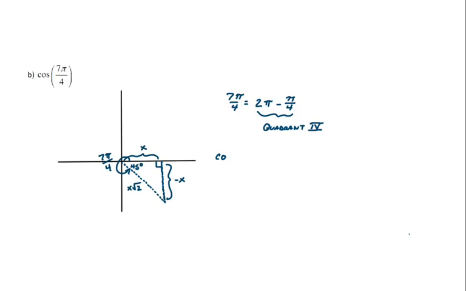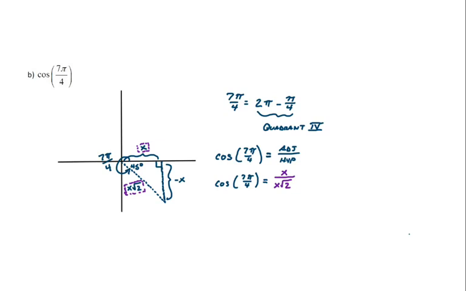So if I set up the cosine of 7 pi over 4, it should be the adjacent side to that angle, adjacent side to 45 degrees, divided by the hypotenuse, which in this case would be x divided by x root 2. So I set that up. Cosine of 7 pi over 4 would be the adjacent side, which is x, divided by the hypotenuse, which is x root 2. So how do we find the value of this?